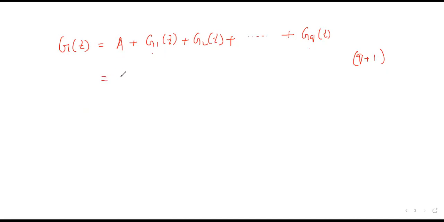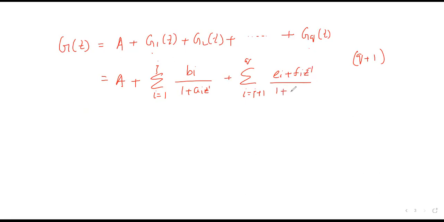So the A is just a constant, so keep it as it is, and then the summation of i equal to 1 to J. These are of first order, so b_i/(1 + a_i z^-1), and then plus the summation of i equal to J plus 1 to Q in total, (e_i + f_i z^-1)/(1 + c_i z^-1 + d_i z^-2).